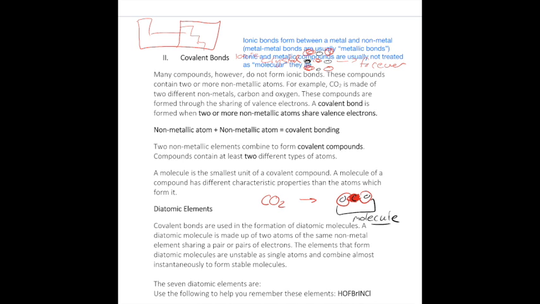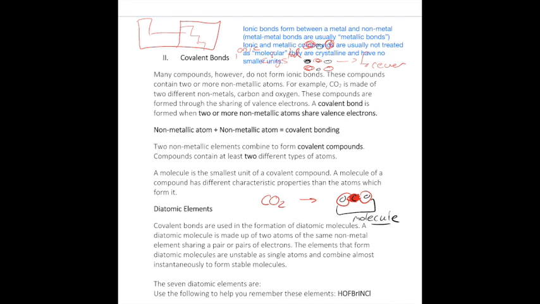They are crystalline and have no smaller units. I'm just going to get rid of some of this. I think it's going to get confusing for someone who reads this without watching the video, so I'm going to get rid of that part. Okay, so this is the non-metals.